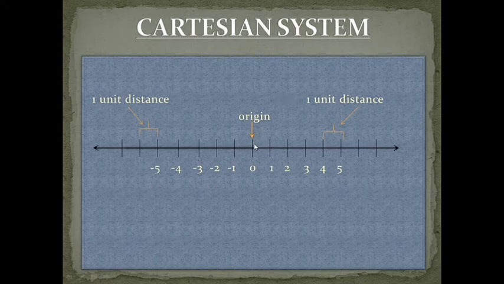So this point, we call it O. Here it is 0, but it is called O also because it is the origin. And all the points which are marked here are at equal distance, that is, 1 unit. So the distance between these two points is 1 unit. From here to here is 1 unit, that is equal.